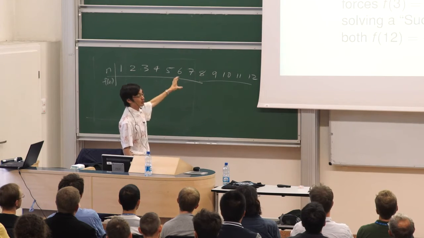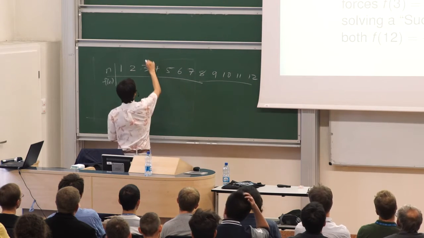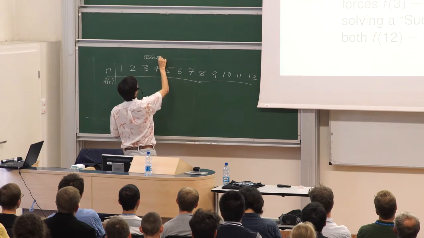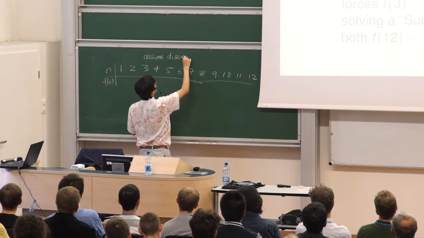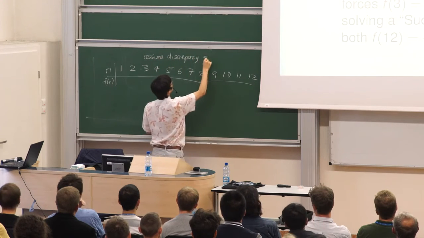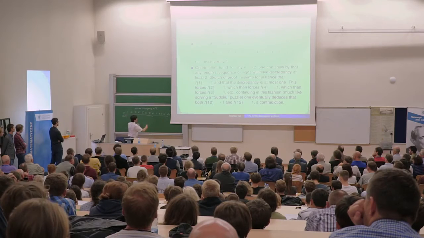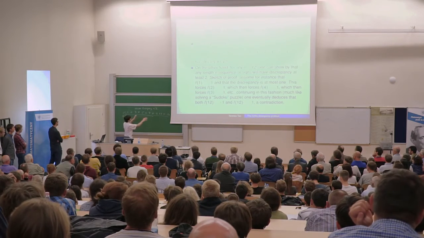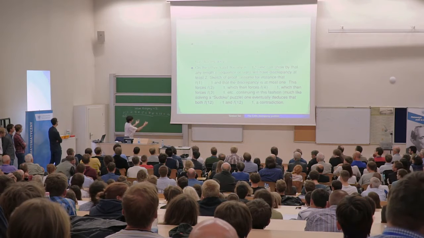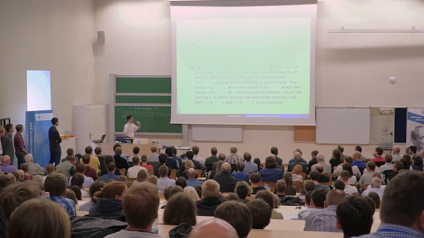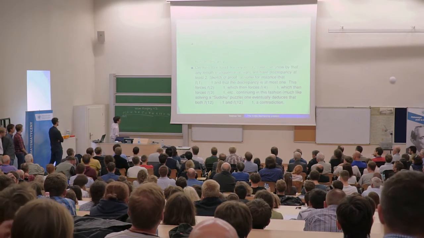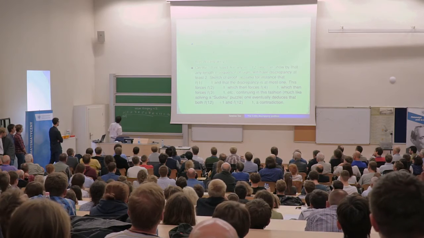The easiest way to prove this is to prove a contradiction. Okay, so assume the discrepancy is less than 2. What that means is that every time I sum on a homogeneous progression, the sum is never plus 2 or minus 2, it's only minus 1, 0, or plus 1. These are the only sums that are allowed. Okay, and now I can actually see what happens.